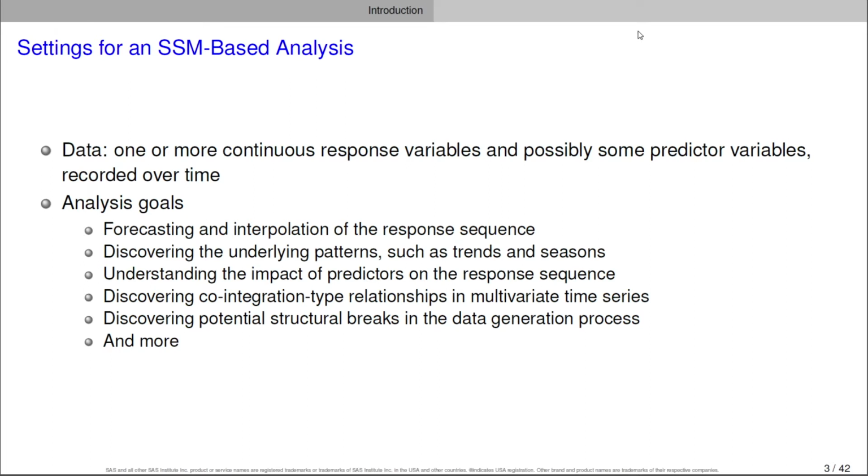SSM-based analysis is applicable whenever the data consists of one or more continuous response variables and possibly some predictor variables recorded over time. When we do have such a sequence of observations, the data analysis can have many goals. A few of these are listed below. For example, you may want to forecast the future values of the response sequence, or you may want to discover the underlying patterns such as trends and seasons. For all these and many more, an SSM-based analysis can be very useful.